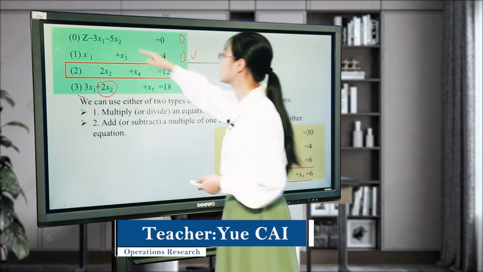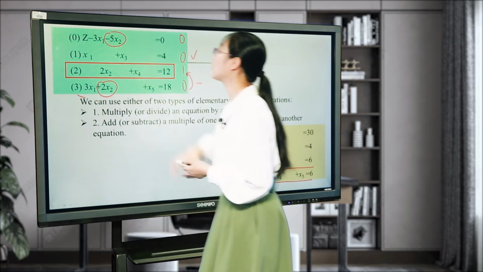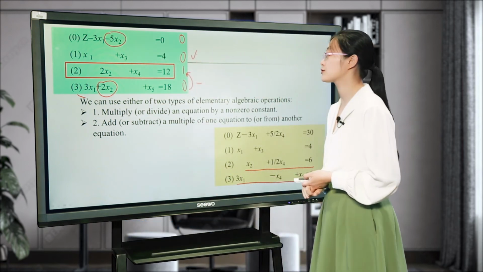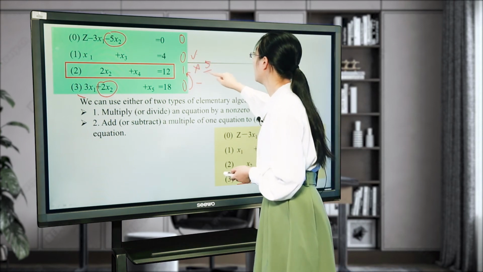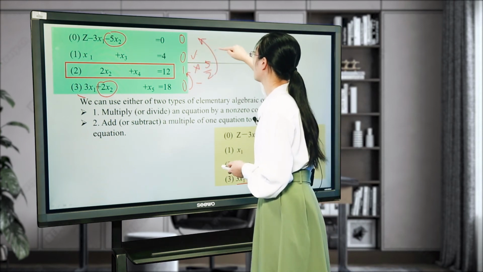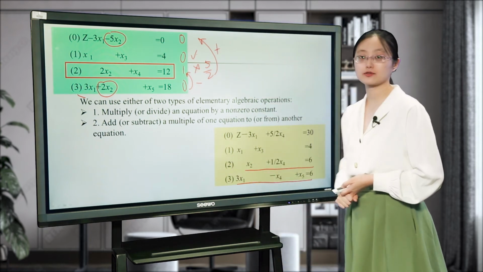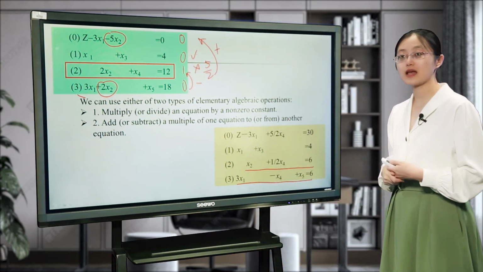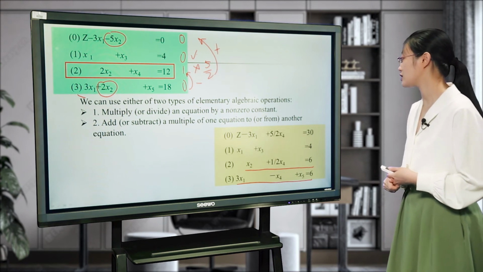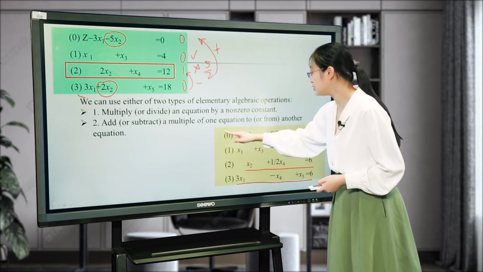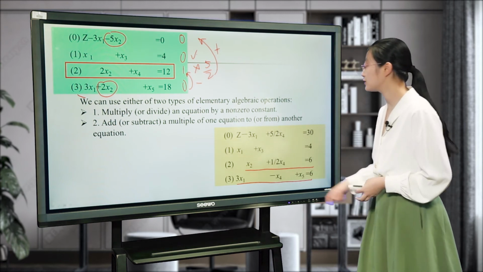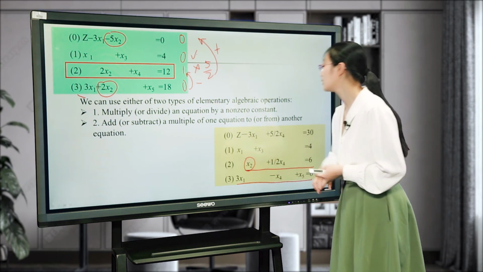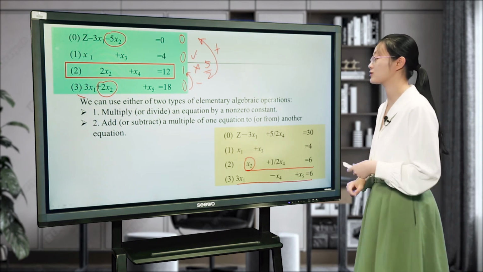Similarly, since equation 0 also contains a negative 5x2, we can multiply our equation 2 by 5/2 and then add that to equation 0 to get rid of this x2. After we do all these elementary algebraic operations, we get a new system of equations where we get rid of x2 except in equation 2. The coefficient here for x2 is 1.